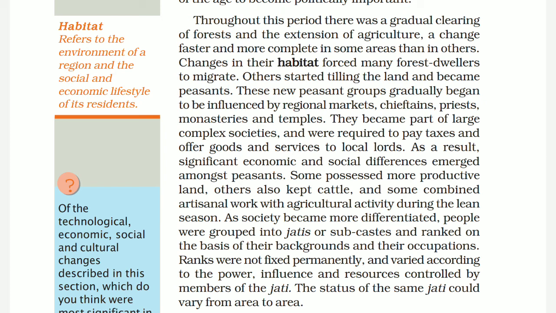Some possessed more productive land, others also kept cattle, and some combined artisanal work with agricultural activities during the lean season. As society became more differentiated, people were grouped into jatis or subcastes and ranked on the basis of their backgrounds and their occupations. Ranks were not fixed permanently and varied according to the power, influence, and resources controlled by the members of the jati. The status of the same jati could vary from area to area.